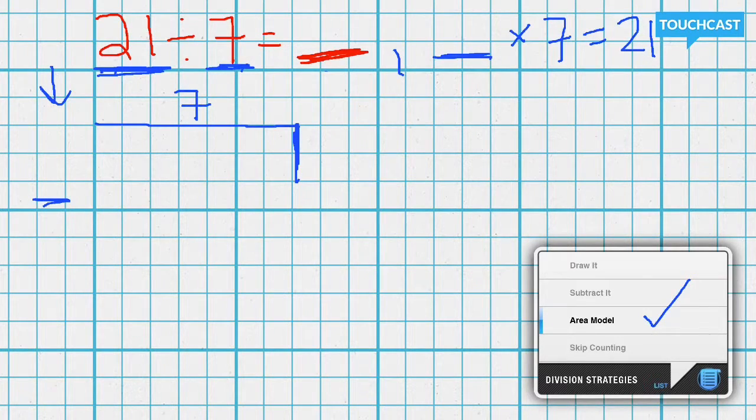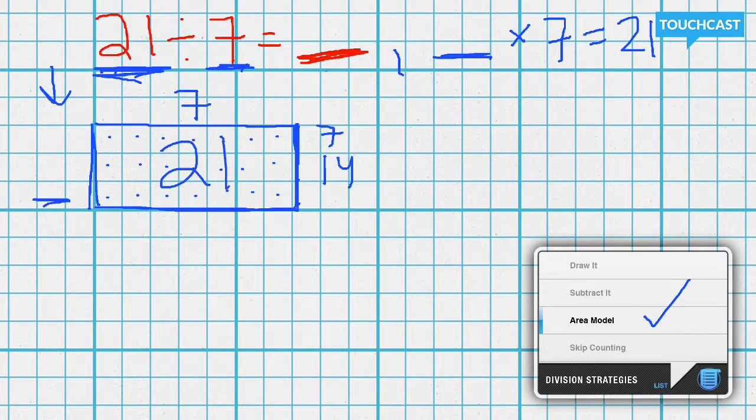So let's start sorting our 21. 1, 2, 3, 4, 5, 6, 7, 8, 9, 10, 11, 12, 13, 14, 15, 16, 17, 18, 19, 20, 21. So we stopped there because we got to 21. We sorted all 21 blocks out, and then this is where we're going to close our rectangle. And so all now we need to do is count. We know this is 21 in the middle. This is the area. The width was 7, and the length is 1, 2, 3. So that means our quotient is equal to 3.